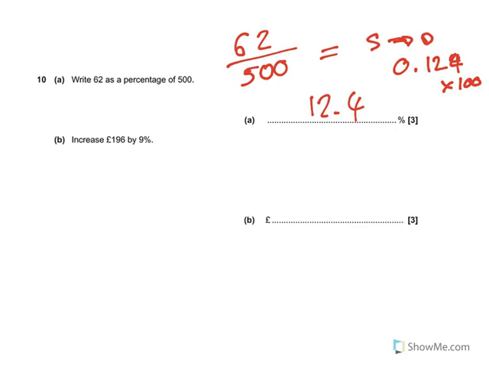Okay, question B. Increase 196 by 9%. There's lots of different ways to answer this. Let's go through a couple of the most common ones. If you've got a calculator, I suggest you use this method, 9 over 100, because 9% means 9 parts per 100, times by 196, and you will get the answer 17.64.